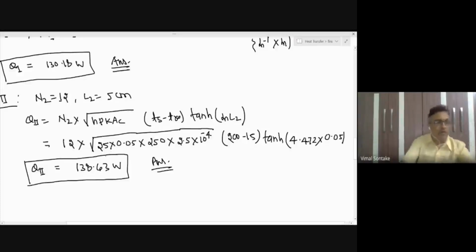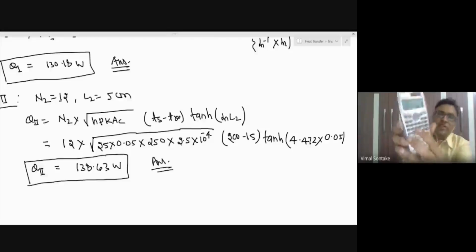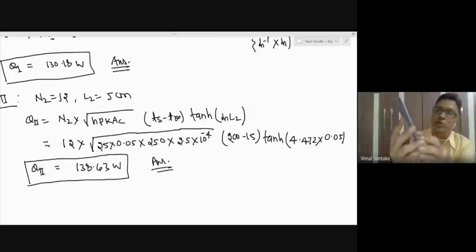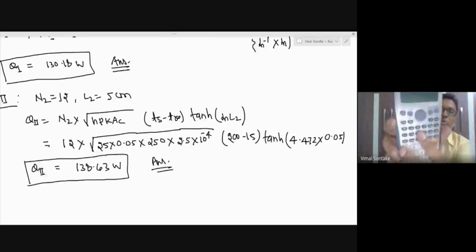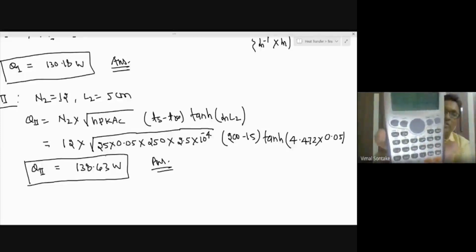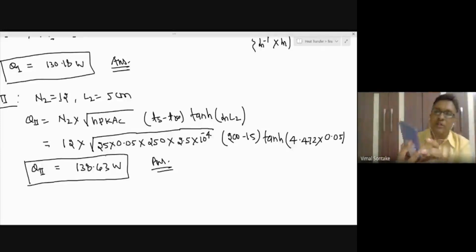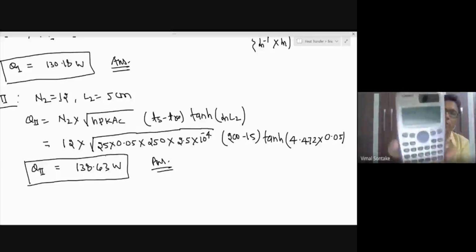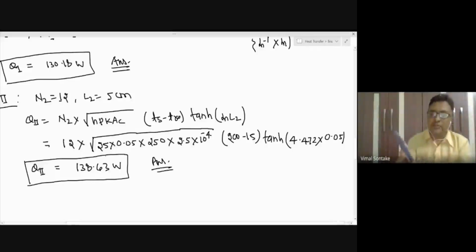And how to calculate hyperbolic functions, that also I will tell you. In your calculator, this hyperbolic function is there. You need to press it. After pressing hyperbolic, you will get 1, 2, 3, 4, 5, 6 hyperbolic functions. Let's say I want to calculate tanh, so I have to press 3. So tanh will appear. Then 4.472 into 0.05, like this.